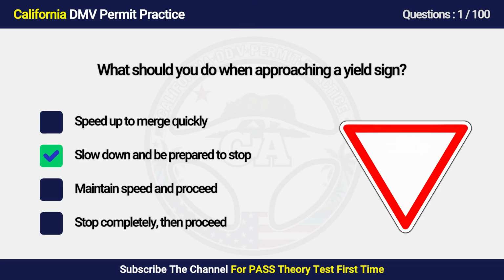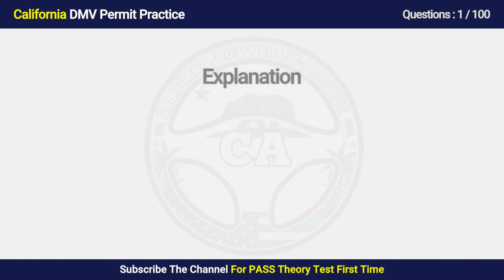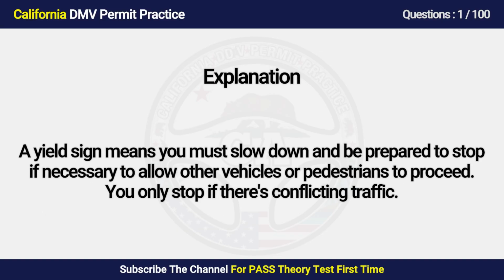Answer is B. Slow down and be prepared to stop. A yield sign means you must slow down and be prepared to stop if necessary to allow other vehicles or pedestrians to proceed. You only stop if there's conflicting traffic.